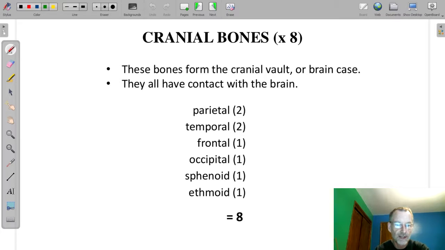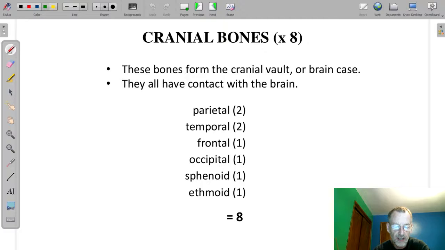There are 8 of them, as shown in this first slide. You should be able to list all 8 of them fairly quickly, spelling them correctly. And these are the bones that make up the cranial vault. That's how skull bones are divided into cranial and facial.